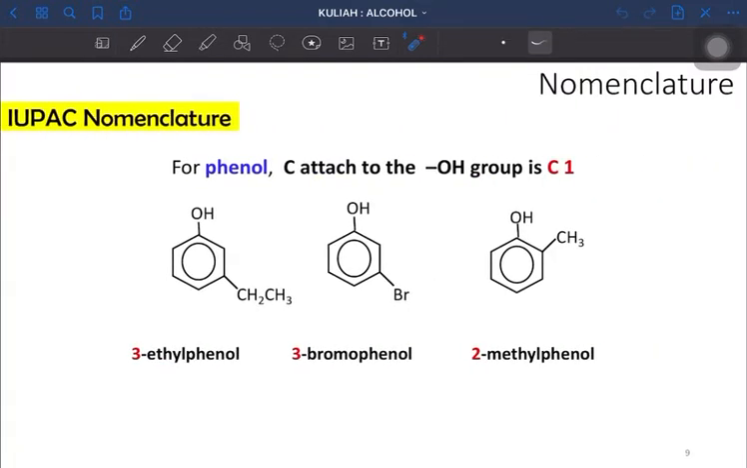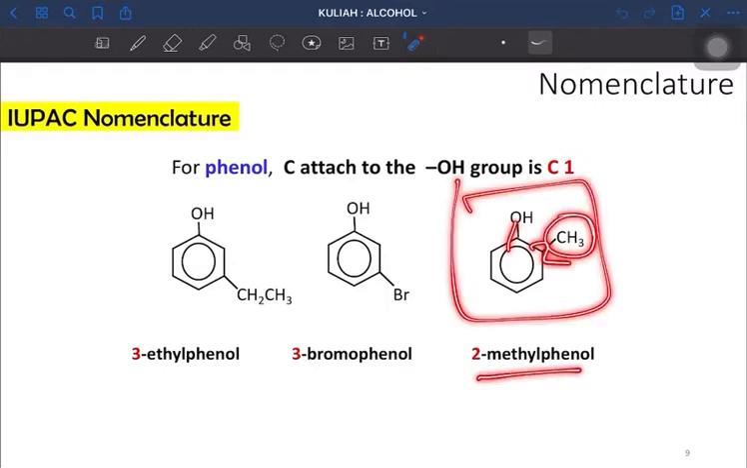Okay, now for phenol, the carbon attached to the OH group is considered carbon number 1. We have learned this in chapter 6, benzene. So now we are going to name this alcohol. This is the parent chain, phenol. So we number it 1, 2, 3, and this is the ethyl group, so 3-ethylphenol. And this one is also OH, same thing. So we number it 1, 2, 3, so 3-bromophenol. Same goes for this one also. We have 1, 2, a methyl group, so 2-methylphenol.